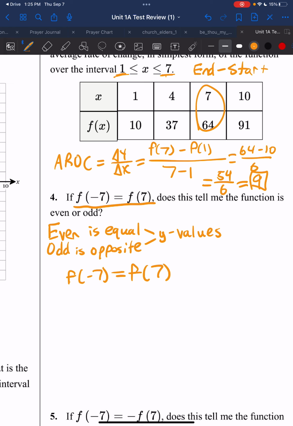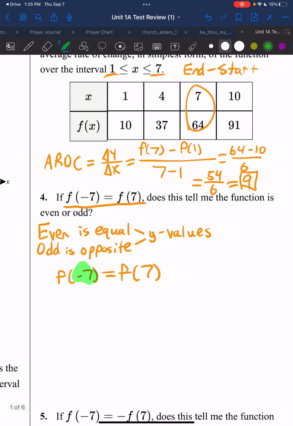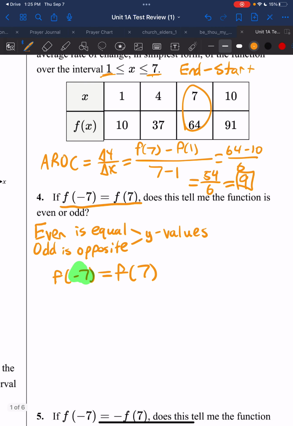So, what that's saying is, look at what's in parentheses here. So when my x value is -7, I get the same output as when my x is 7. And these are opposites, so opposite x values, so x and -x, give me the same y values. Okay, so that tells me that it is even.